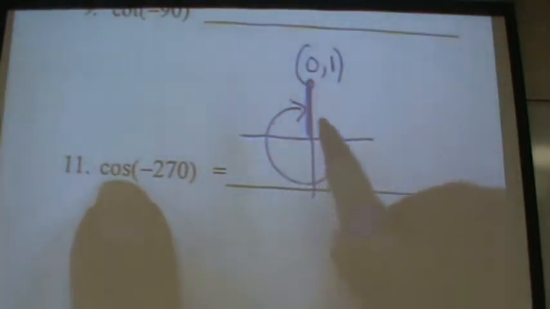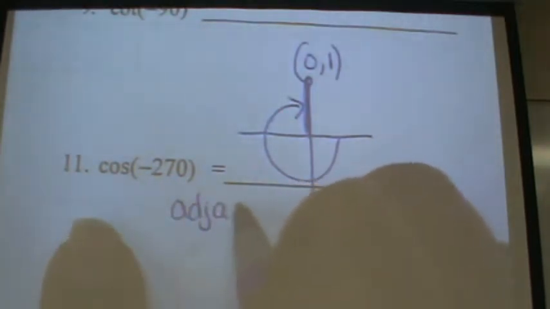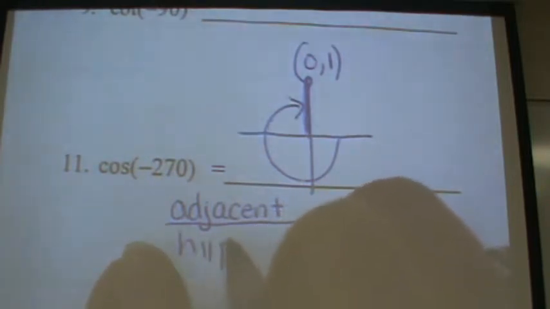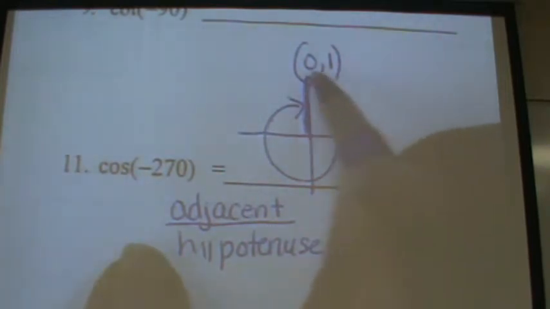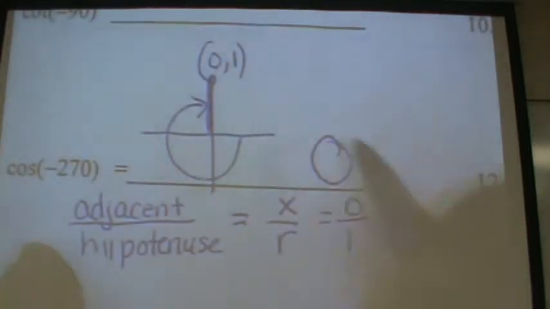What's another name for cosine? Instead of adjacent over hypotenuse, it's x over r. What is the x value here? 0, and r is 1. What's this answer? 0.